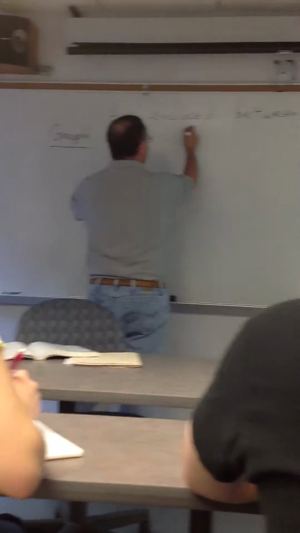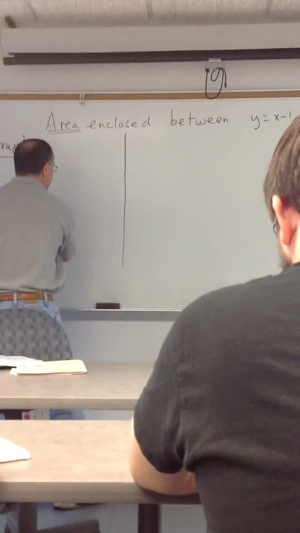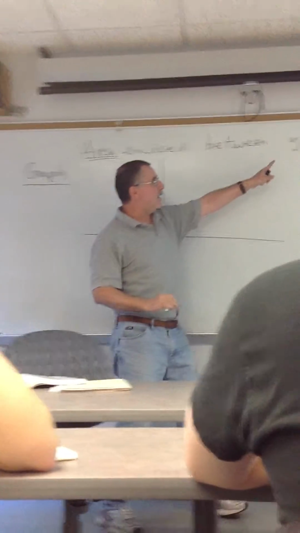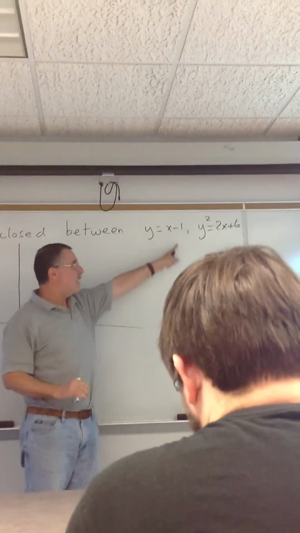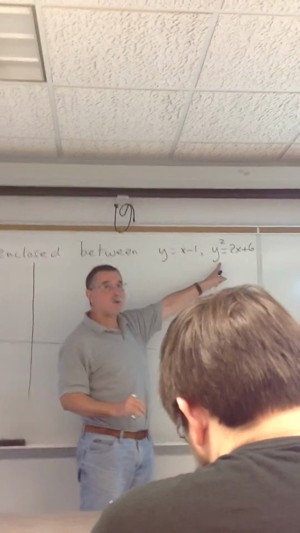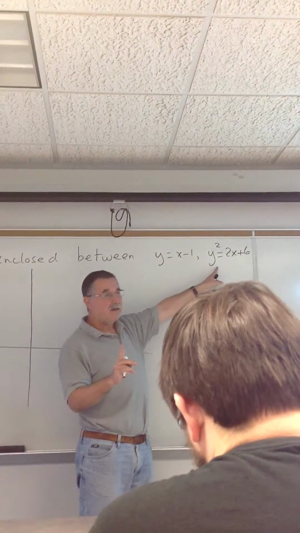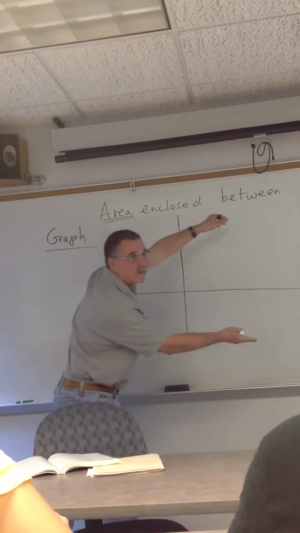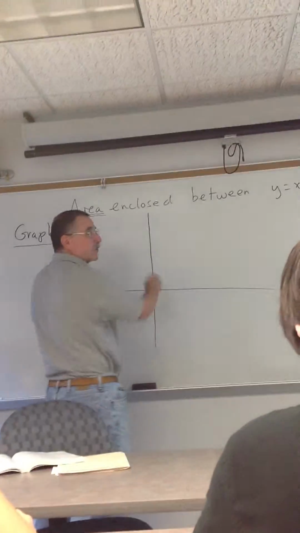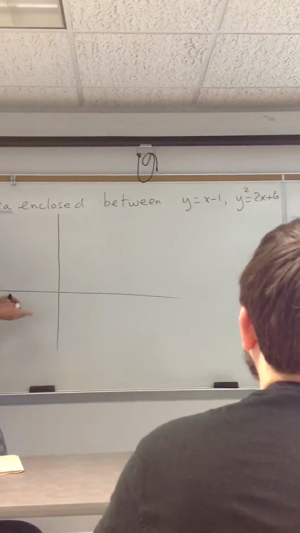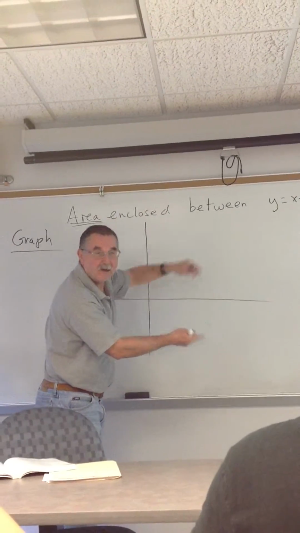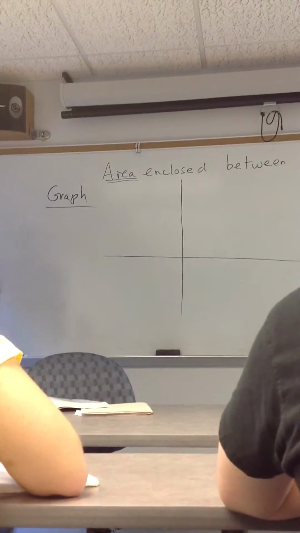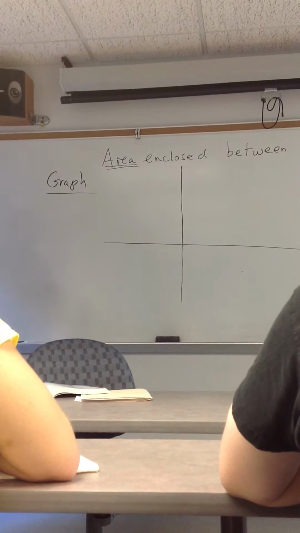So let's see if we can do a nice graph of this here. I know that this is a line. Now this is a parabola, but notice that the square term is the y. And since there is a 2 in front of the x, it's a parabola that's going to be opening to the right. It's not opening up or down, because the y is the term that is squared. So just imagine a parabola like this, and a line intersecting it. That's the region they must be talking about.